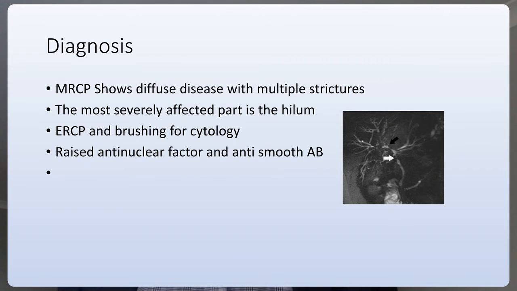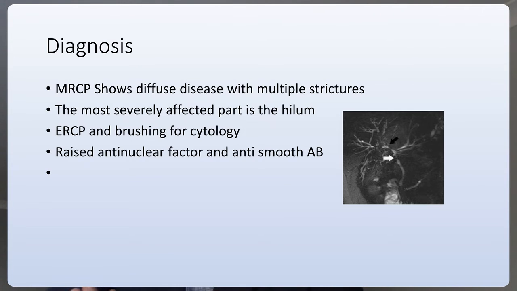For unknown reasons, the most severely affected part of the whole biliary tree is the confluence, the hilum of the liver, where the left and right hepatic ducts join together. If we find such a stricture in general or a single dominant stricture, we often advise the patient to have an ERCP with a brushing for cytology to rule out a cholangiocarcinoma.